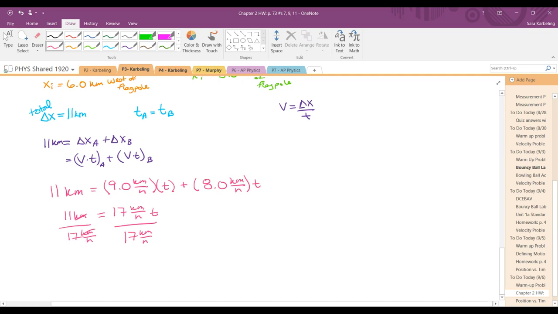11 divided by 17 is what? Not 1 point something. You got something bigger on the top. That's a lot of sig figs. Let's do it to like the hundredth. What do you got? 0.65? What are the units? Hours, because you've got hours in the denominator of the denominator. Denominator of denominator means it's the numerator. All right. I got 0.65 hours.